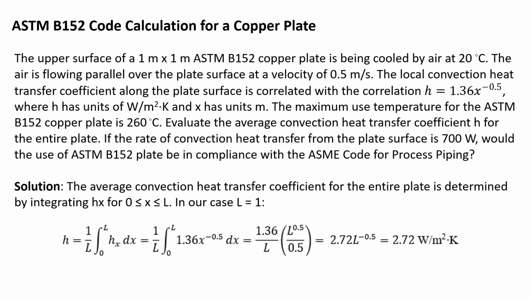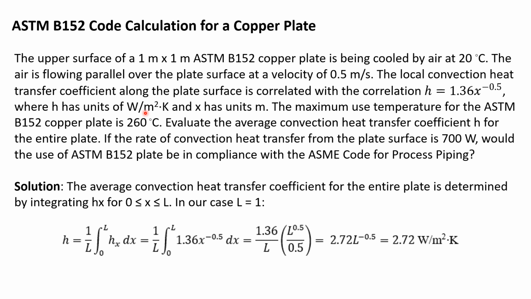The upper surface of a 1 meter by 1 meter ASTM B152 copper plate is being cooled by air at 20 degrees C. The air is flowing parallel over the plate surface at a velocity of 0.5 meters per second. The local convection heat transfer coefficient along the plate surface is correlated according to the following formula, where H has units of watts per meter squared Kelvin and X has units of meters. The maximum use temperature for the ASTM B152 copper plate is 260 degrees Celsius.